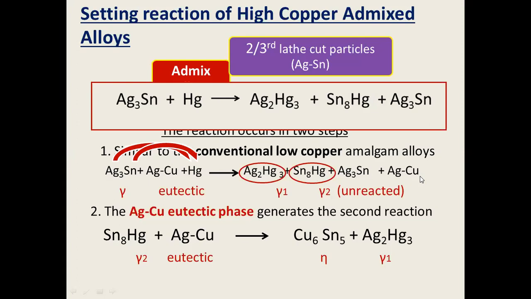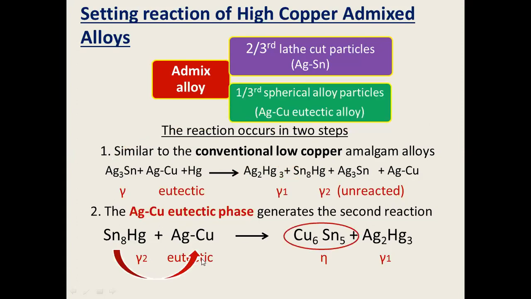Now meanwhile, the silver copper eutectic phase generates the second reaction. The newly formed tin mercury, that is the gamma 2 phase, reacts with the eutectic phase and forms the eta phase. Means the newly formed gamma 2 phase reacts with the silver copper eutectic phase and there is a formation of copper tin, that is the eta phase, and the gamma 2 phase gets eliminated completely, and a formation of silver mercury, that is the gamma 1 phase, also occurs. So the second reaction is: the gamma 2 phase, tin mercury, reacts with the eutectic phase and there is a formation of eta phase.